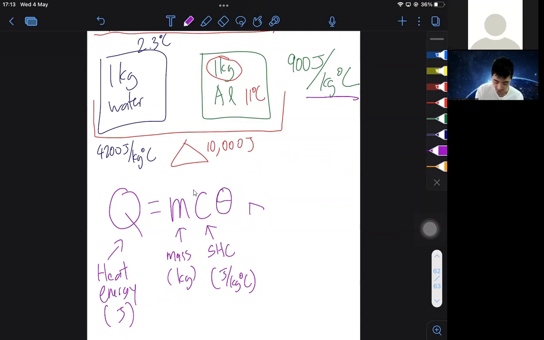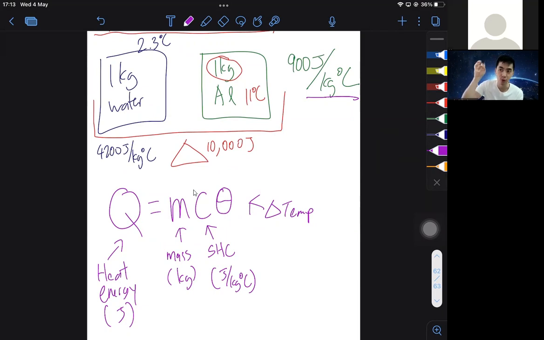This is what we call theta. Theta is basically the change in temperature, guys. Very important. It is the change in temperature. It is not temperature, because in your question, they will actually try to confuse you guys. They'll give you the starting temperature and then they'll give you the ending temperature.